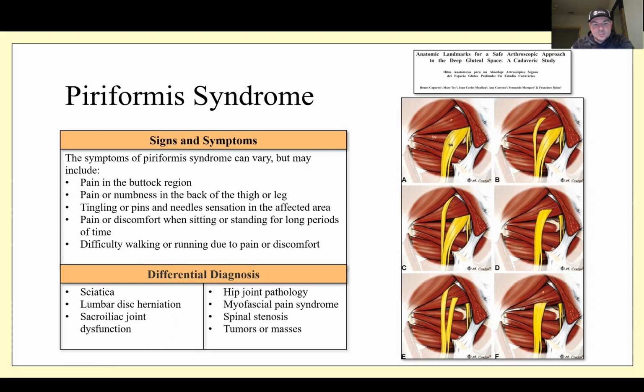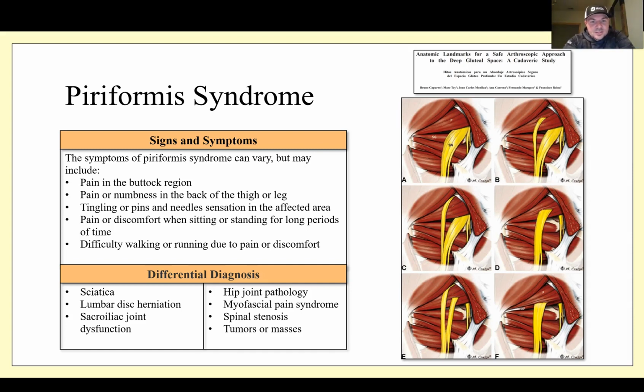There may be anatomical variations at play with people who truly have this. Most people are going to fall into this A bucket, and then of course these are just variations of normal. So, by the way, if you have an anatomic variation, it doesn't mean you're doomed to get this either, right? It's multifactorial.